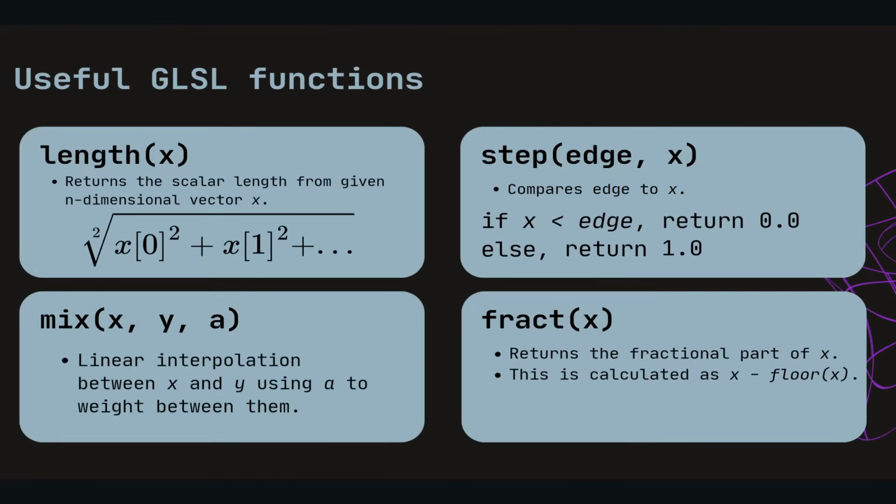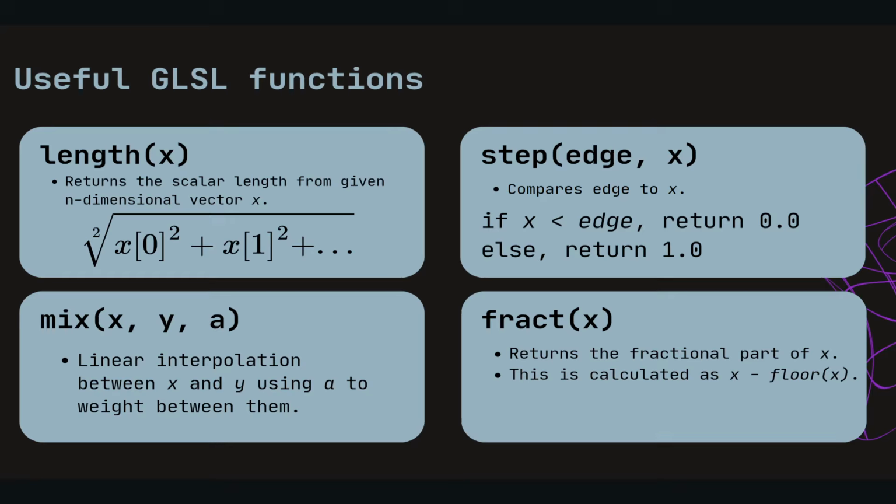Cool. All right, so these are some useful GLSL functions. I won't spend too much on the definitions because we'll go through how they work. Length gives you the scalar length of any vector you pass in. Step, you can read it there, returns 0 or 1. So again, it gives us that 0 to 1 range, which is super nice, based on what your edge is.